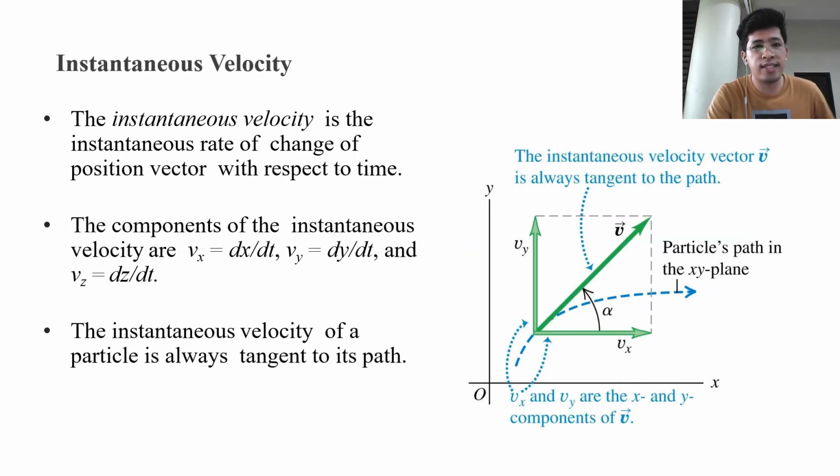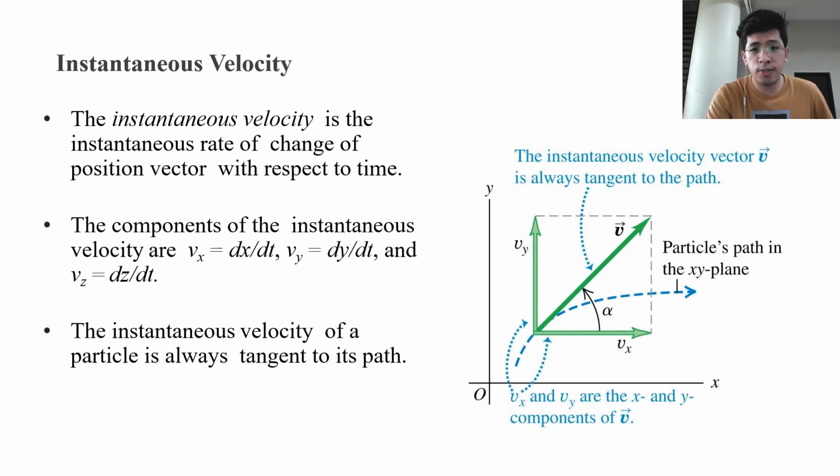Now, the instantaneous velocity is the instantaneous rate of change of the position vector with respect to time. So we're talking here again about the velocity at an instant. The components of the instantaneous velocity are Vx equal to dx over dt, Vy equal to dy over dt, and Vz equal to dz over dt. These are just your individual components along the x, y, and z axes. This is the same concept of instantaneous velocity we described in motion in one direction; we just extend it to two or three dimensions. And the instantaneous velocity of a particle is always tangent to the path, just like we described in our previous discussions.